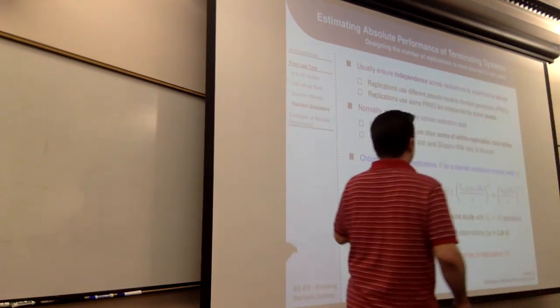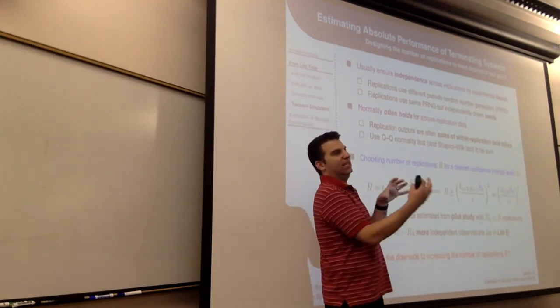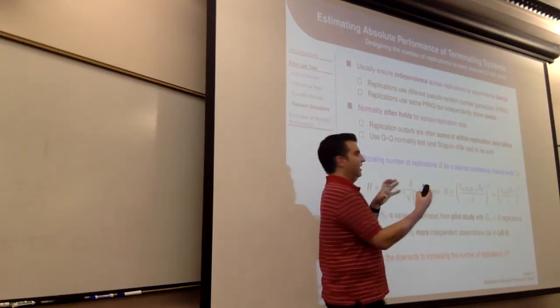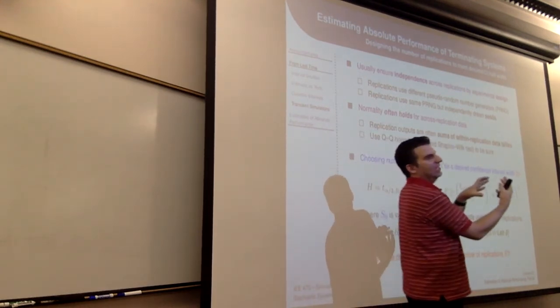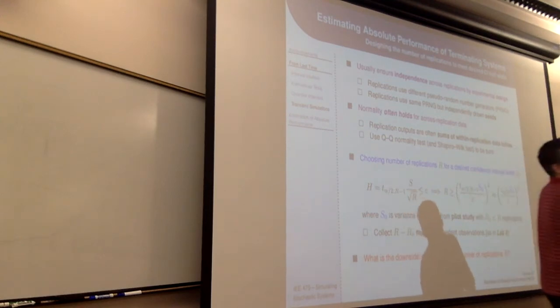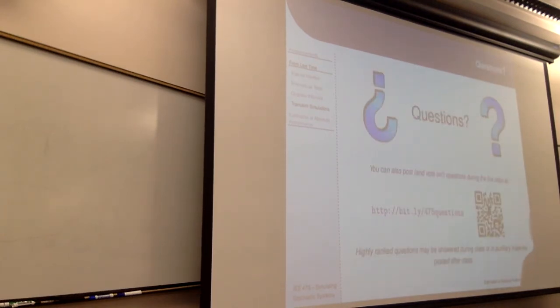So we run these pilot studies not to get an idea of where the confidence interval is, but just how wide it is. And then once we decide that we've run enough for it to be sufficiently narrow, then we look at where it actually is and then make an inference about our mean versus the confidence interval. So that's the key question for these terminating simulations.